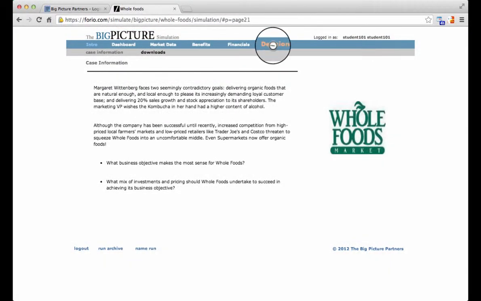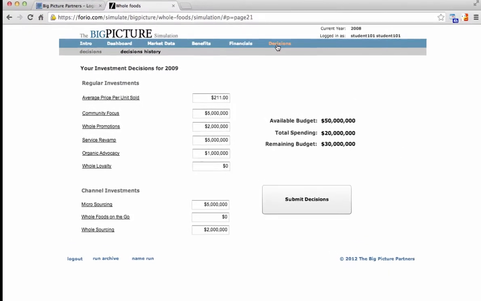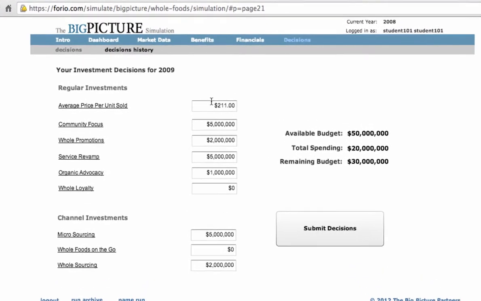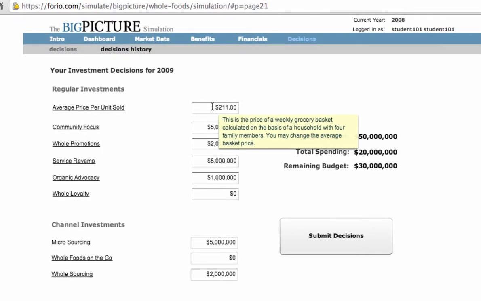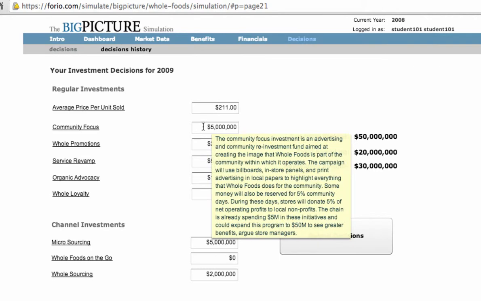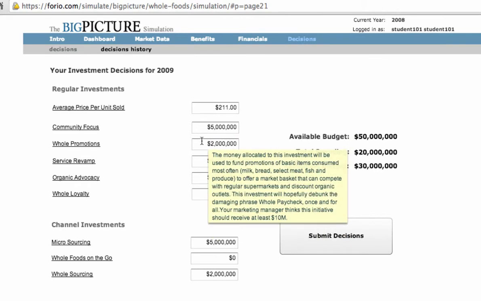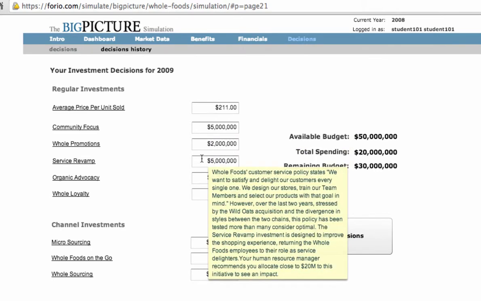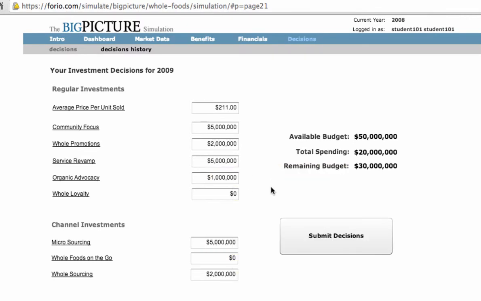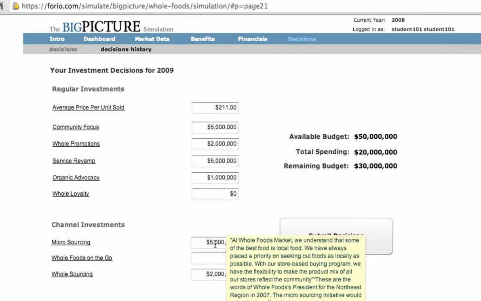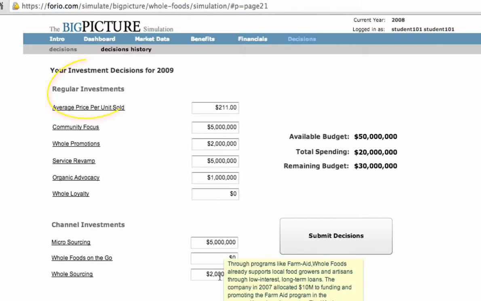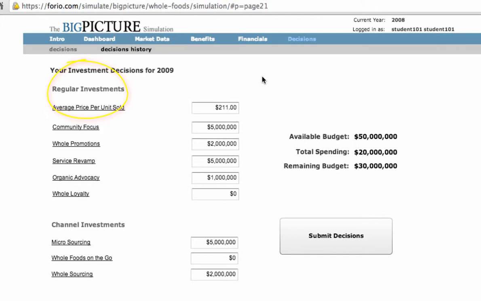So after we have completed reviewing all the financials and customer information and market data, we can start to think about decisions. We're going to make a number of decisions, the first being what to price our product at, and then what other initiatives to invest in. All of these are described in the case, and they are described on the screen when you roll over them. There are regular investments and also channel investments. The channel investments are cumulative, so if you make an investment in a channel, you should do it early rather than later.